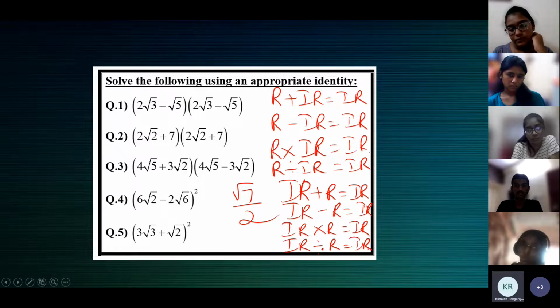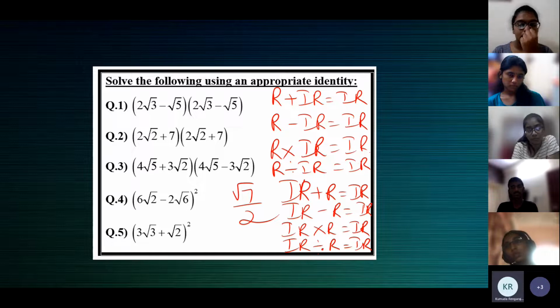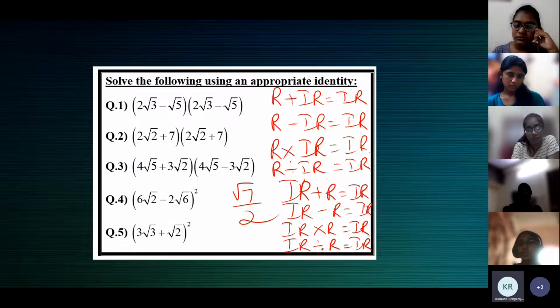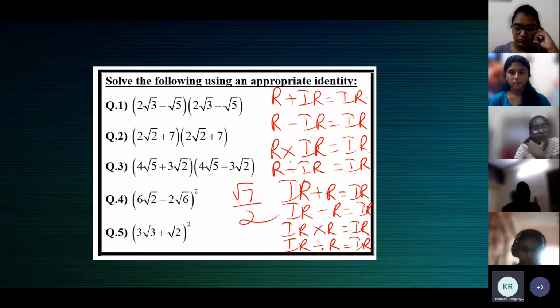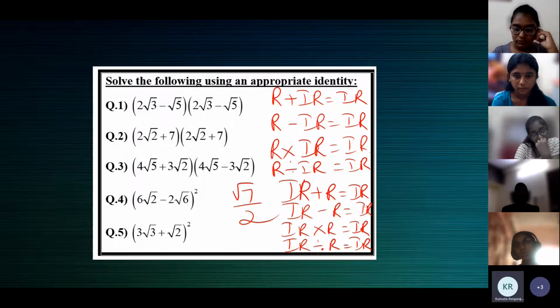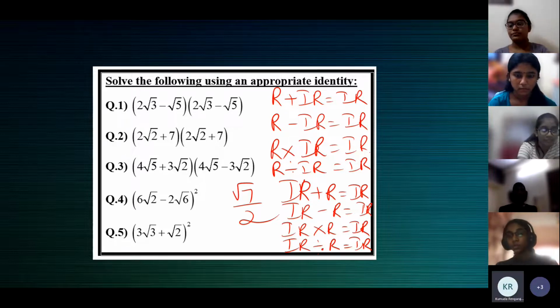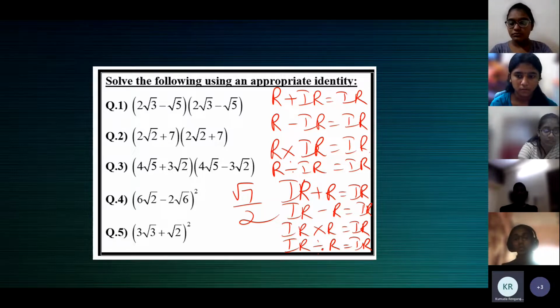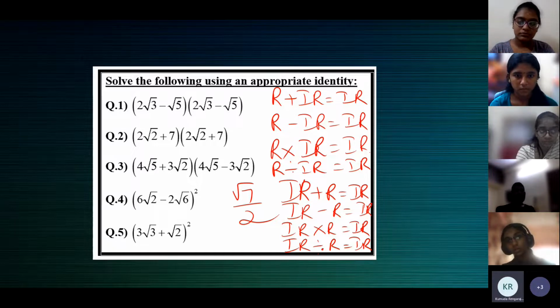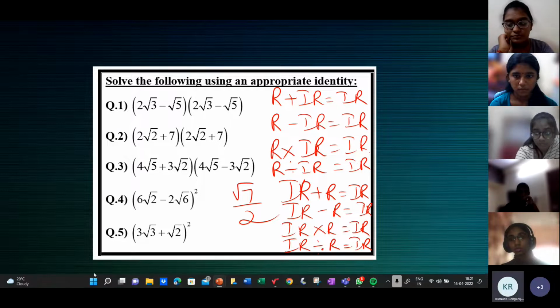So whatever mathematical operation, addition, subtraction, multiplication, division, is performed with two numbers, one of which is rational and the other irrational, the result is always irrational.